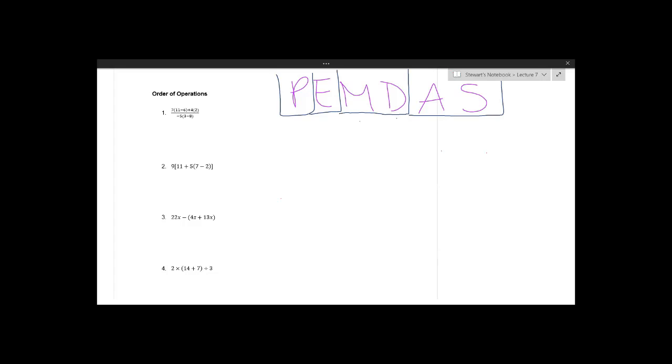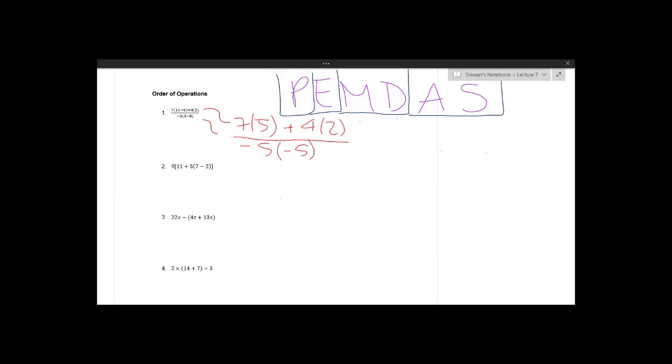What we have to do in the numerator first is simplify what's in parentheses. So we'll have 7 times, 11 minus 6 is 5, so 7 times 5 plus 4 times 2. And then if we evaluate the denominator, we have to evaluate what's in parentheses first. So we have -5, and then 3 minus 8 is also -5. So you have -5 times -5.